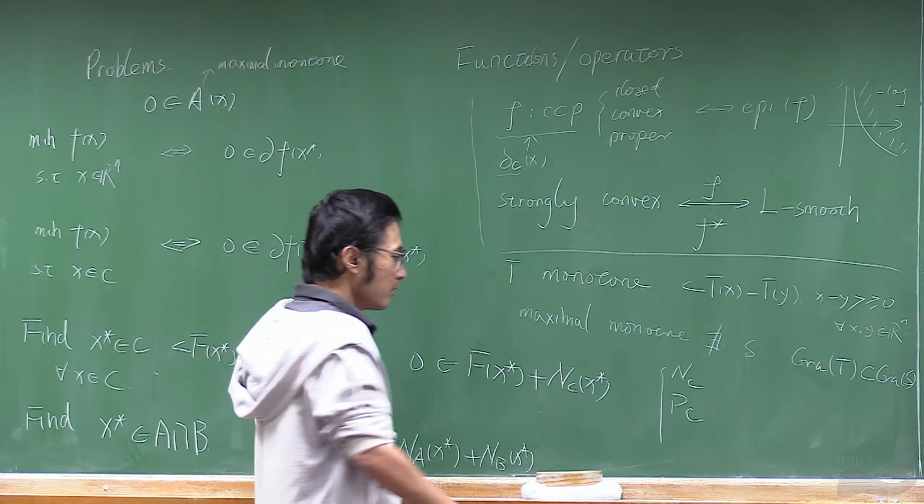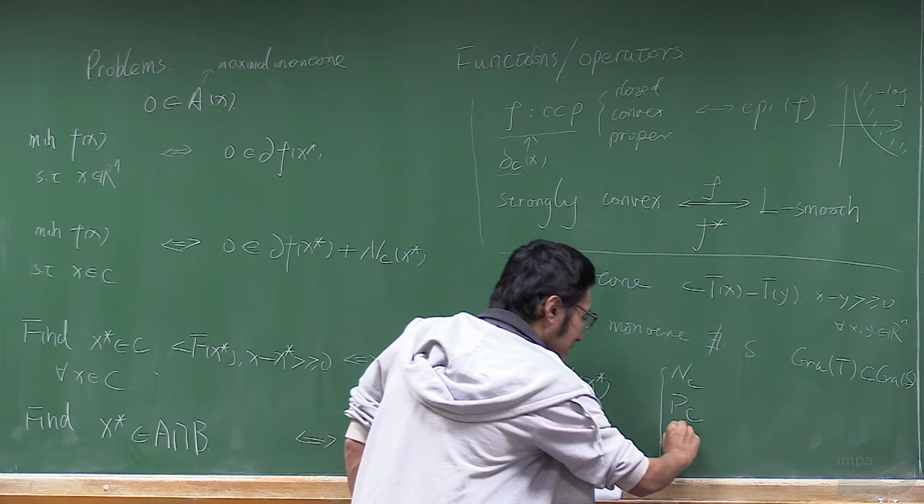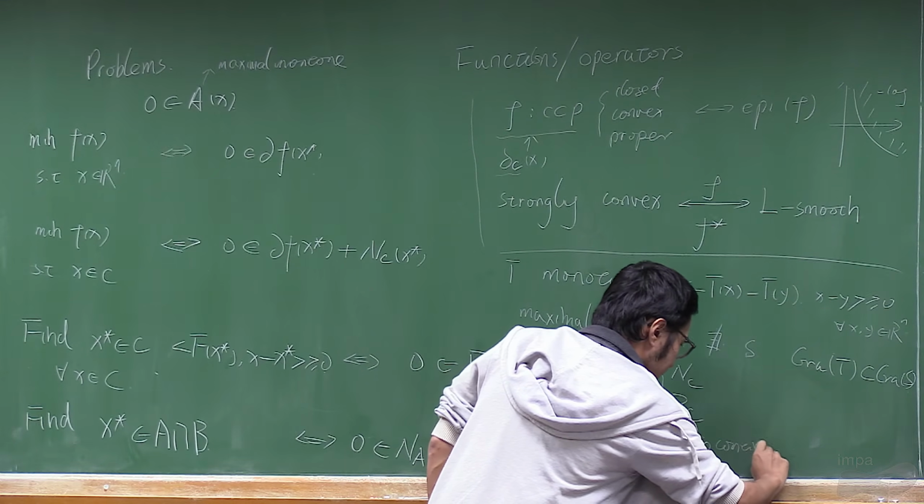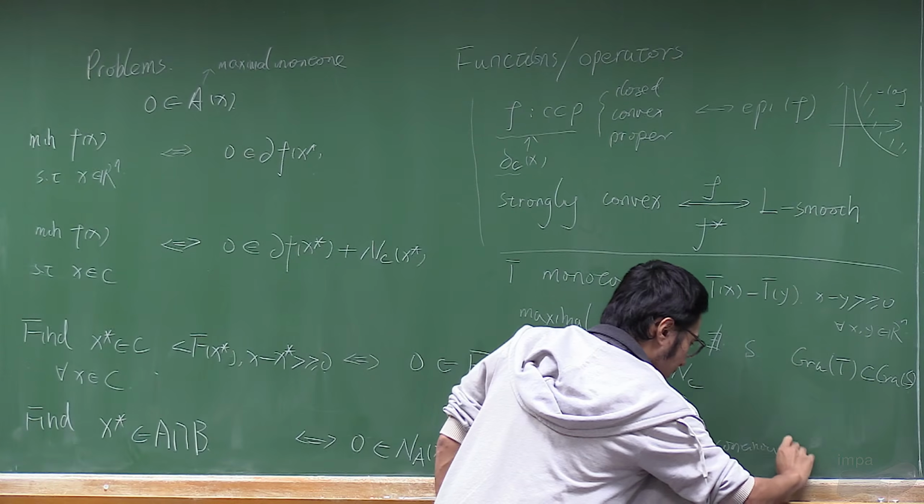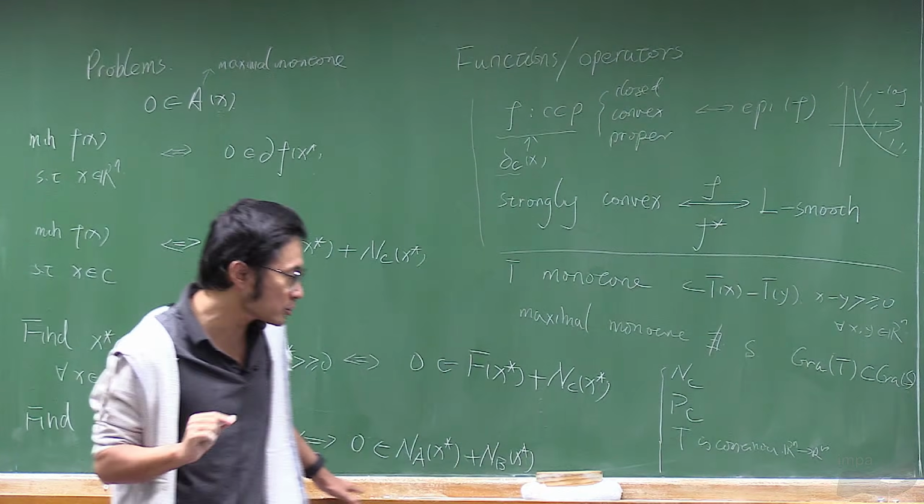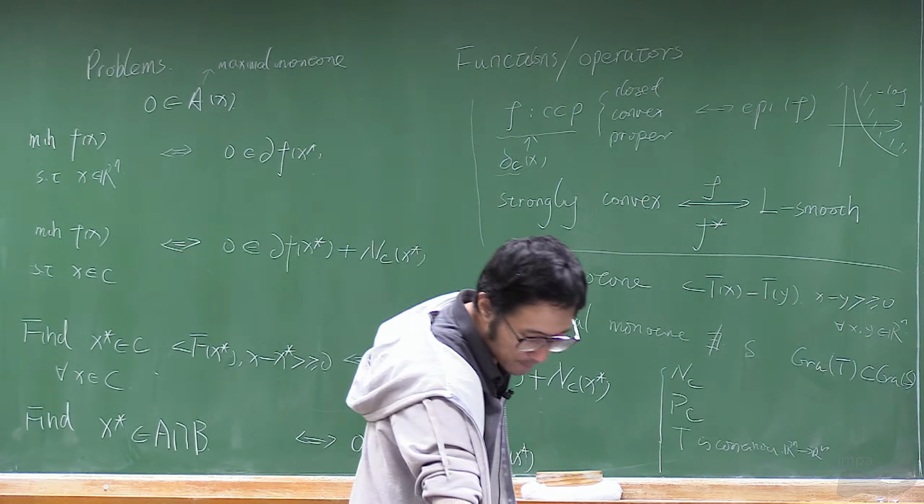Another example is a continuous operator. If T is continuous with the domain from R^n to R^n, then we say T is also a maximal monotone operator.